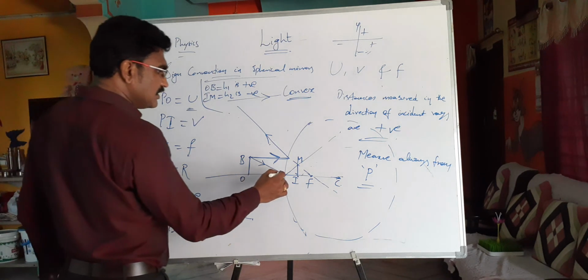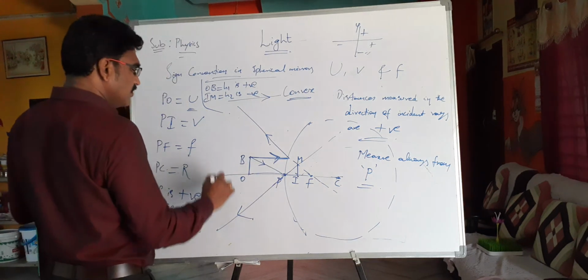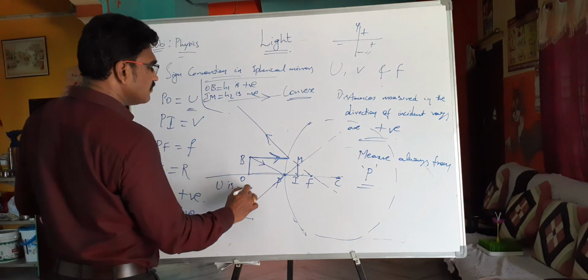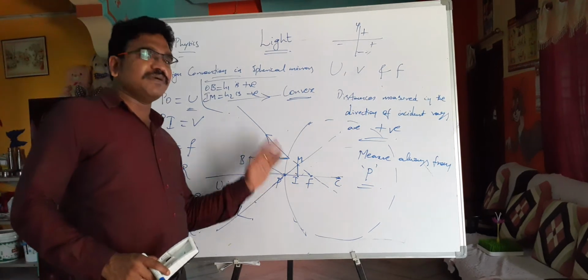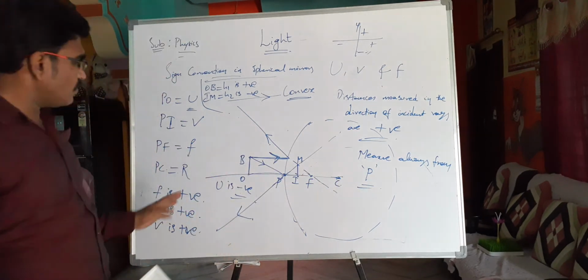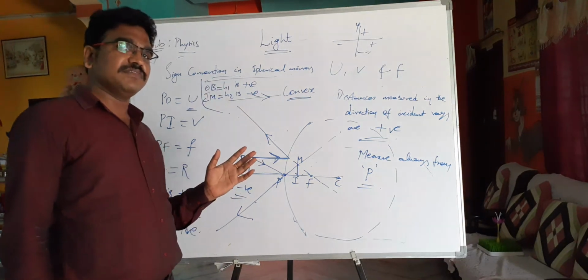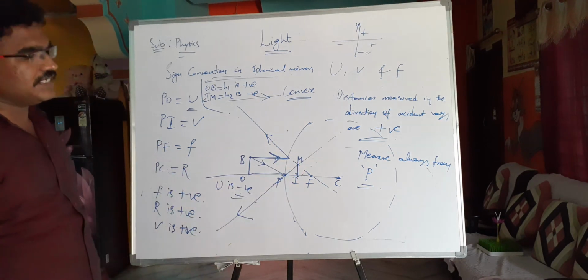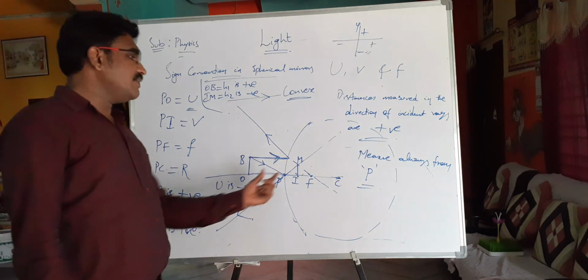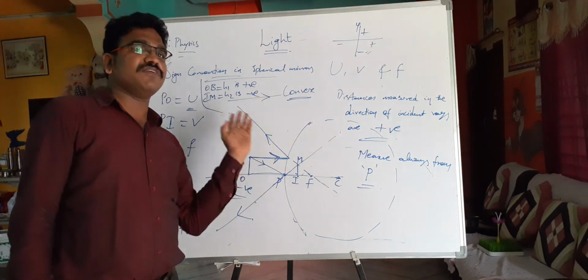But what is the object distance? PO. The incident rays are in this direction but you are measuring in this direction. U is negative. Simple. So you see here, the focal length for a convex mirror will always be positive. For a concave mirror it is negative. Here you see the image distance is positive and the object distance is negative. So the image distance is always positive for a convex mirror, because the image forms here.